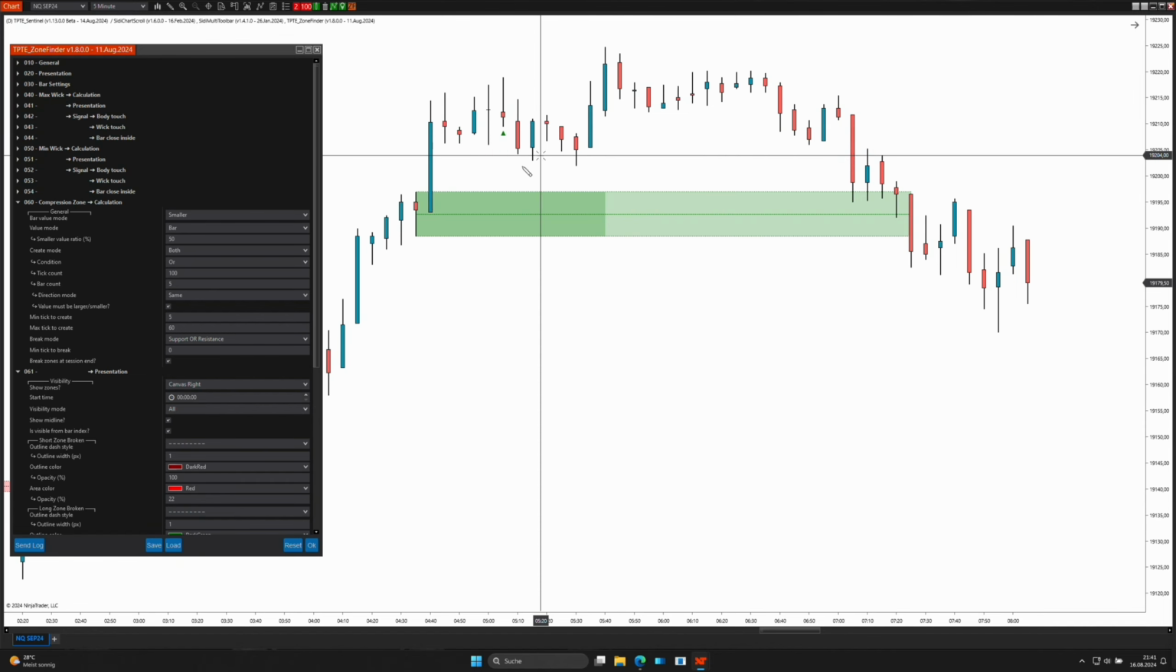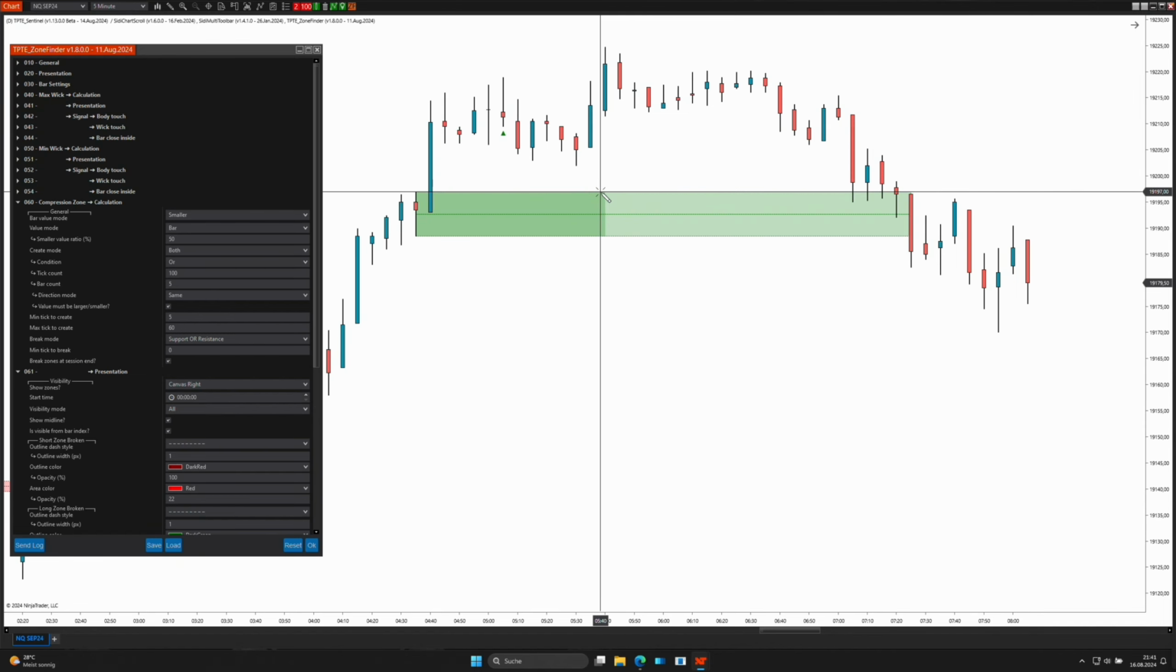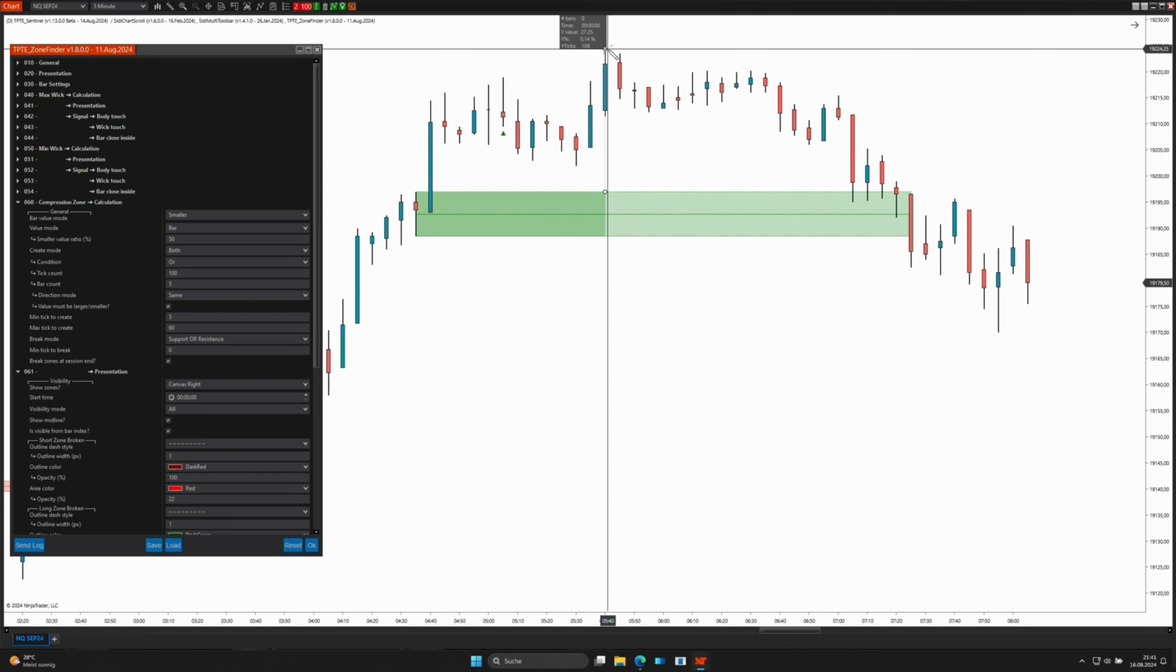Let's now measure how many ticks that is. From here to up here, we can see that it was 109 ticks. The price had moved over 100 ticks away here, and so this zone was invalid.